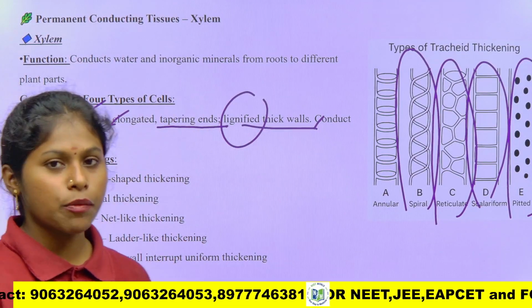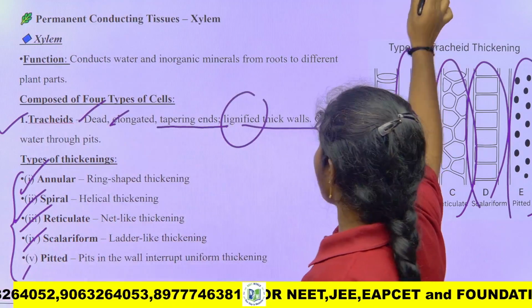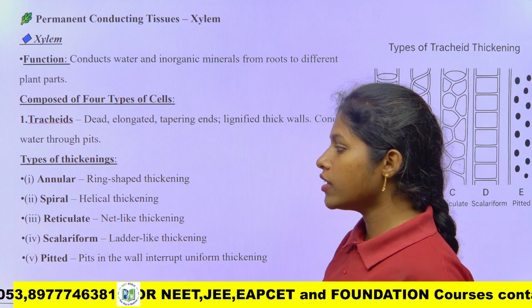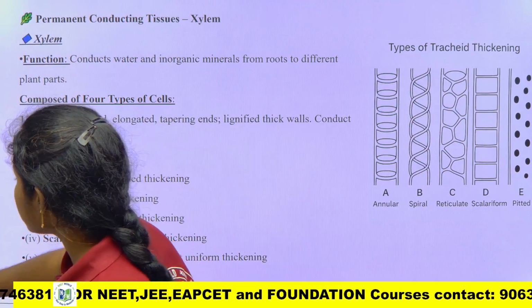I hope you all are clear about this, children. Coming to the next one. After tracheids, which are the pipes, coming to the big pipes, what are they, children? They are vessels, right? One minute.